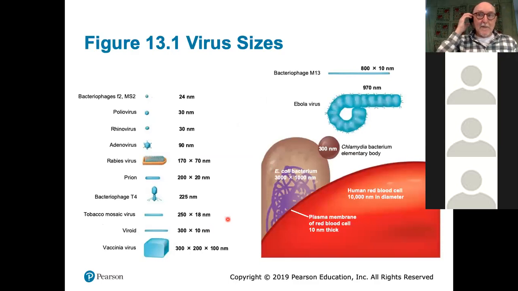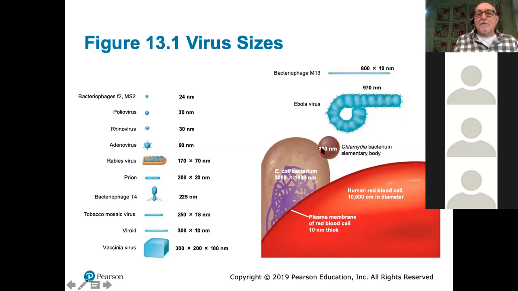So just to give you some idea of the size of different viruses, the largest viruses actually are things like this. This is a bacteriophage. This is Ebola virus, which is one of the biggest viruses. And they are called helical viruses. It's like a fiber more than anything else. And these are amongst the largest of the viruses.